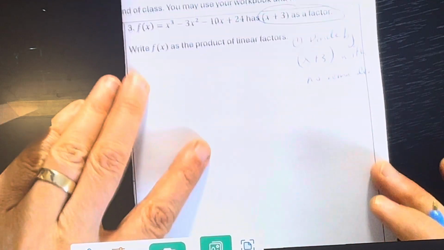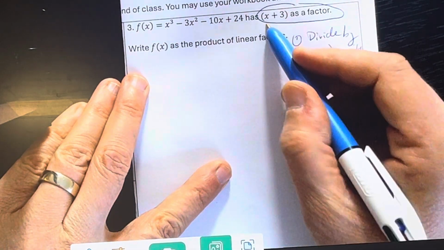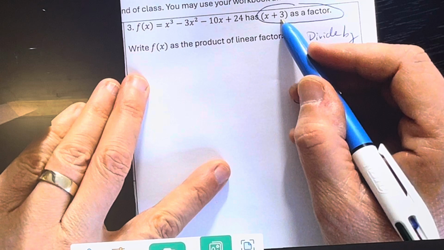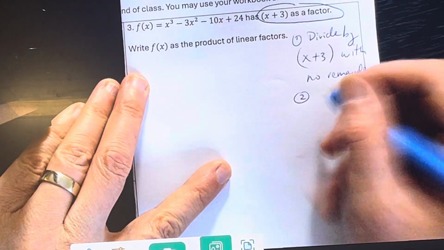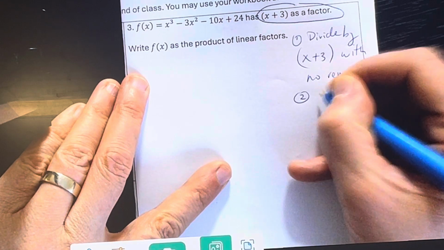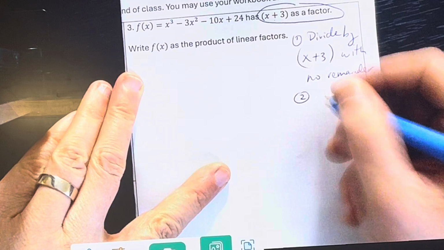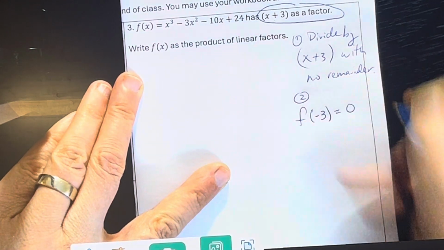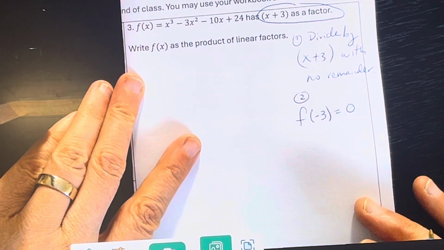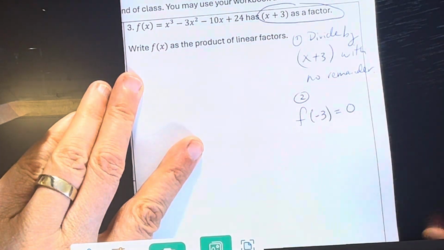Then the other thing that this means is that, if we set x plus 3 equal to 0, we get x equals negative 3. So then if you substitute negative 3 back in for x, f of negative 3 equals 0. So those are things we know based on x plus 3 being a factor.